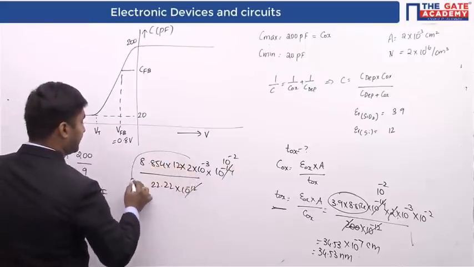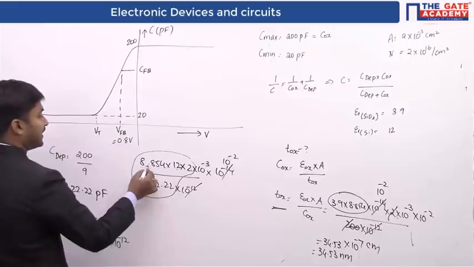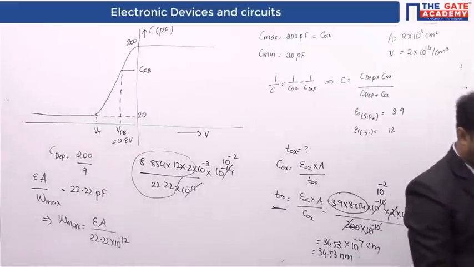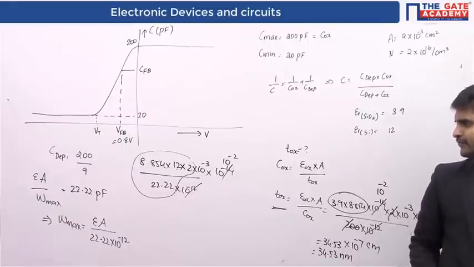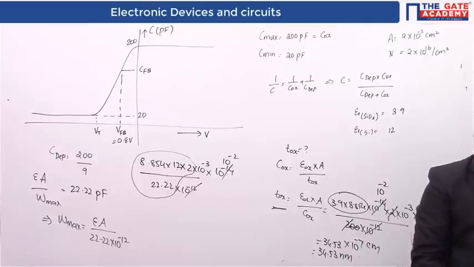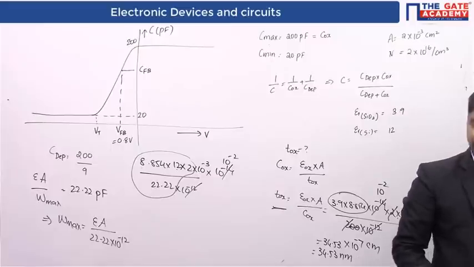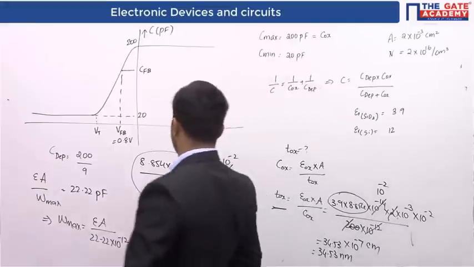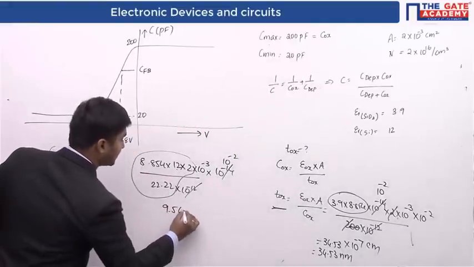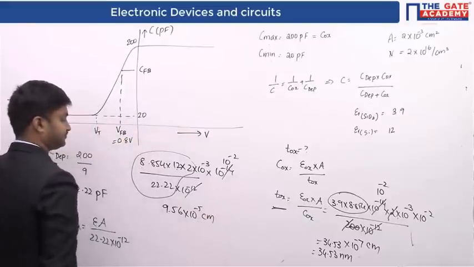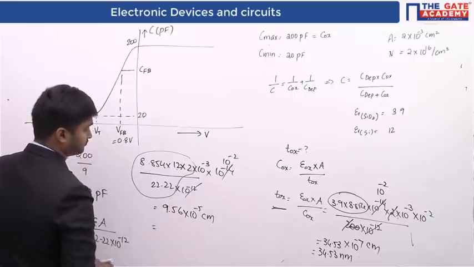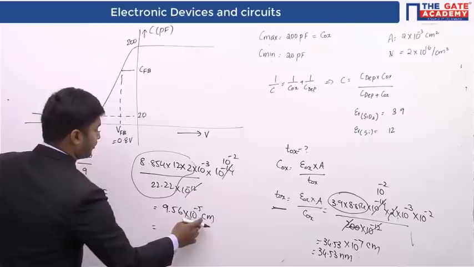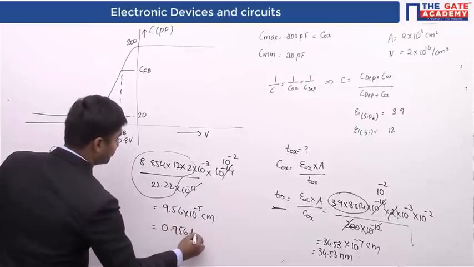So let me solve all this part. So 24 multiplied by 8.854, divided by 22.22, gives 9.56. 9.56 into 10 power minus 5 centimeters. Okay, so if I want to write in terms of micrometers, it's going to be 0.956 micrometers.